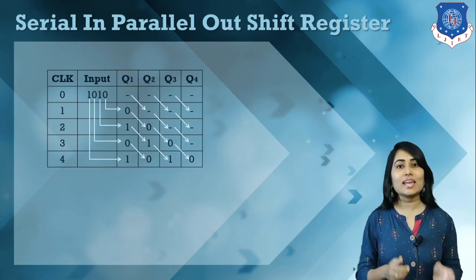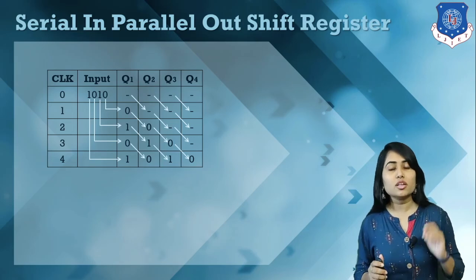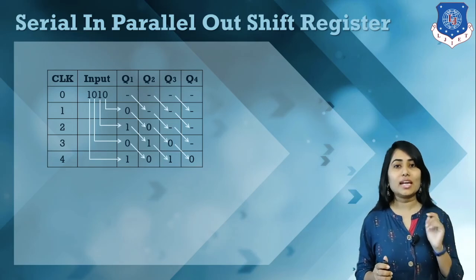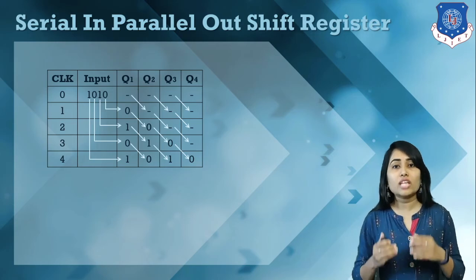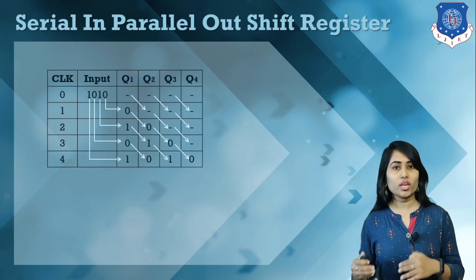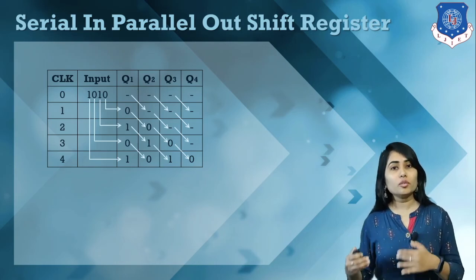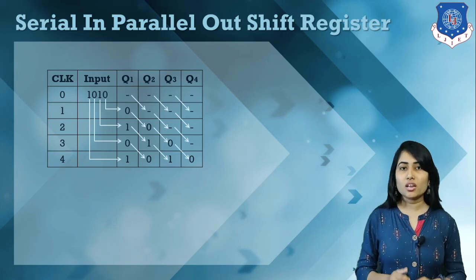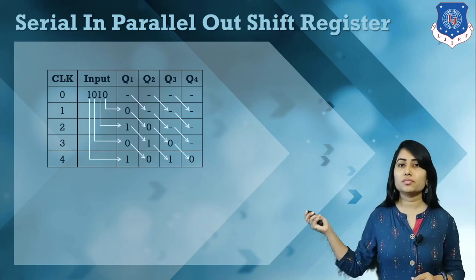So this is how a serial in parallel out shift register works. Our data can be entered into a register in serial form, that means one bit at a time, and parallel out, that means at the output side all bits are present.